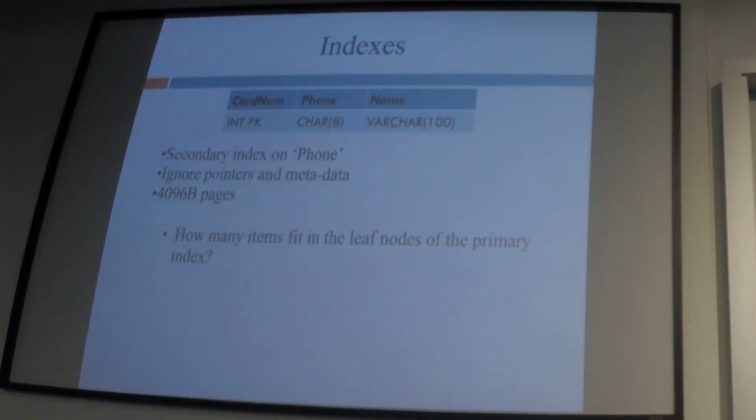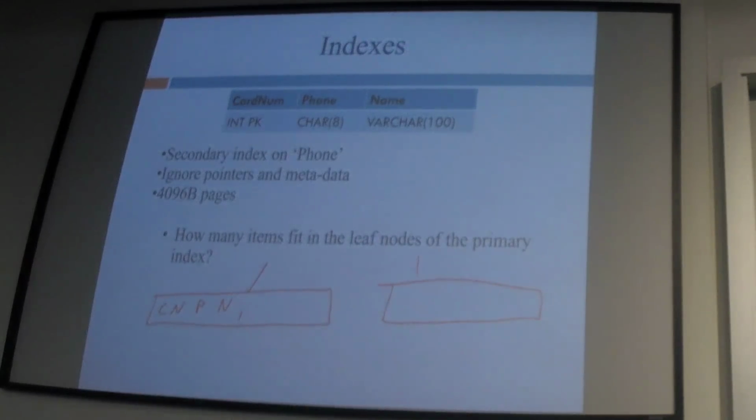So how many items fit in the leaf nodes? This is the one. This is the clustered index, the primary index. This is where the actual table data is stored. So we're going to have pages again, and these are leaf nodes again. But in the primary index, it has to store the whole row. So it's going to have card num, phone, and name.